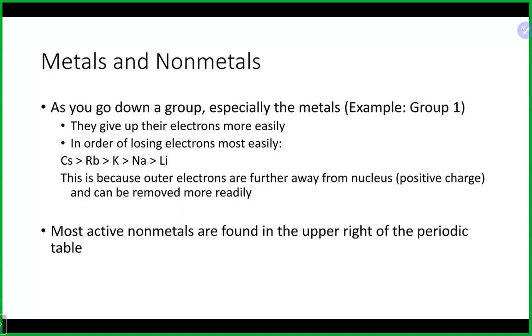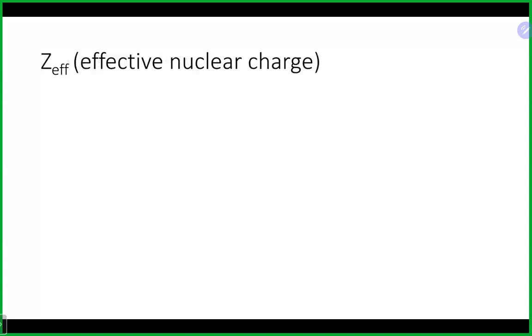Now, nonmetals typically will gain electrons. In terms of the most active nonmetal, the upper right of the periodic table is where you find that, and that's fluorine. Fluorine is actually the most reactive nonmetal. The most active or reactive metal can be found lower left of the periodic table. And we're going to talk about why that is in just a second. Let's talk about some of these periodic trends. The first thing we're going to talk about is what's known as effective nuclear charge.